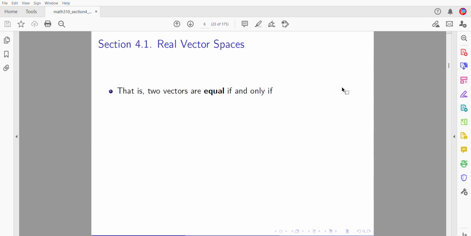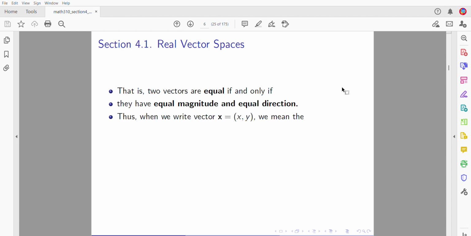Two vectors are equal if and only if they have equal magnitude and equal direction. That is, when we write a vector x, we mean the vector x equals little x, little y. When we say just in this form, what do we mean? We mean the origin is your tail. You always start from origin if you are simply given the coordinates of a vector. These are not called coordinates, they are called components of the vector.